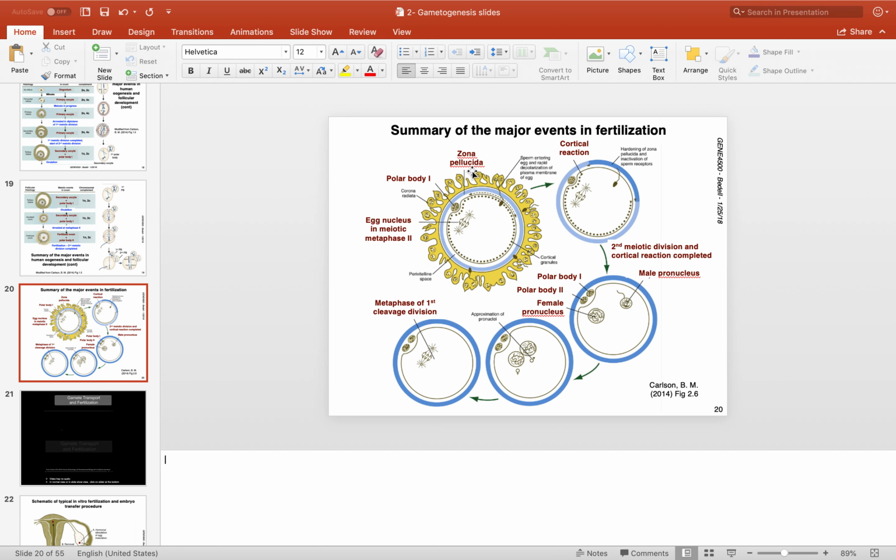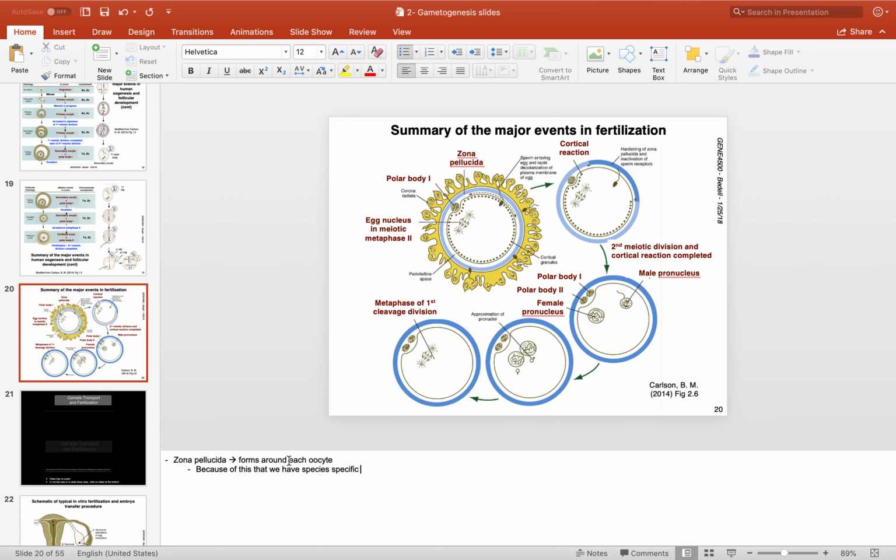The zona pellucida is a special structure that forms around each oocyte. The genes that encode this are oocyte specific. It's in part because of the zona that we have a species-specific fertilization. There are proteins in the sperm that have to recognize proteins in the zona in order to be able to penetrate. The zona pellucida surrounds each oocyte.